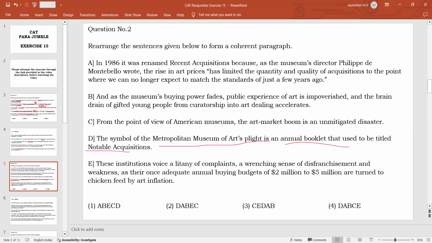And in 1986, it was renamed. The word "renamed" gives you a hint. It means this particular annual booklet, which was originally titled Notable Acquisitions, has now been renamed Recent Acquisitions. Why? Because the museum does not have enough budget to purchase notable works of art. So they have retitled this as recent acquisitions. The quality and quantity of acquisitions has become limited because they are not able to match the standards with their budget. So we can say that DA becomes a sentence pair.